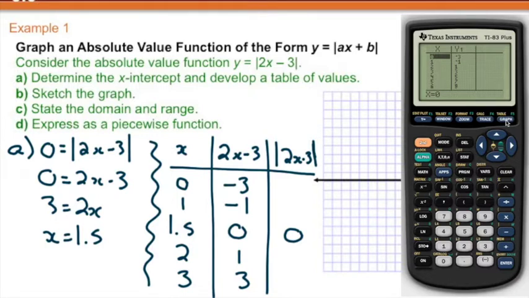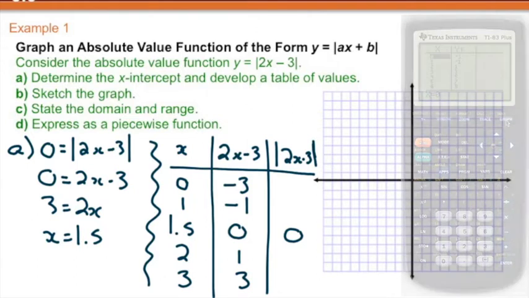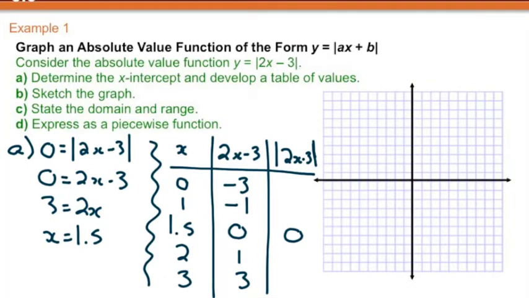To get the last column, we simply take the absolute value of the previous column. So the absolute value of negative 3 is 3. Absolute value of negative 1 is 1. Absolute value of 1 is still 1. Absolute value of 3 is still 3.